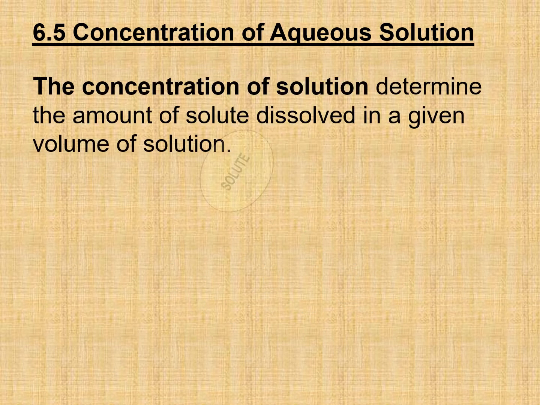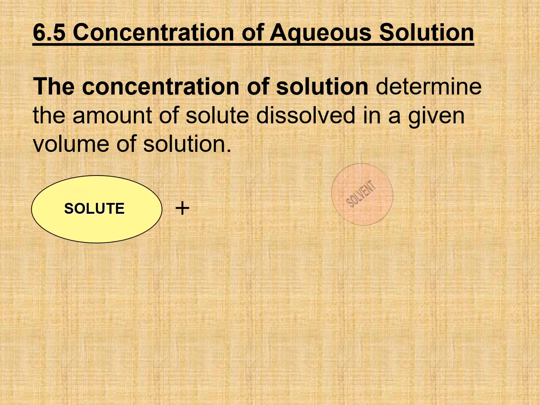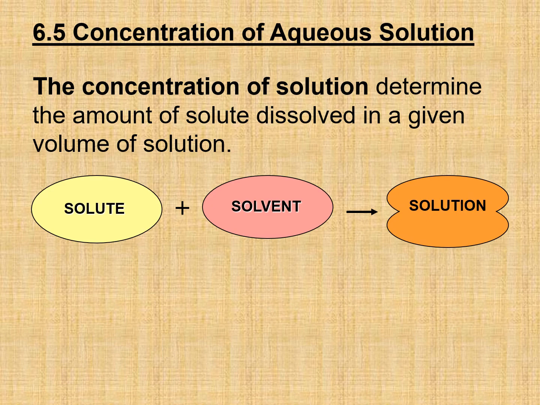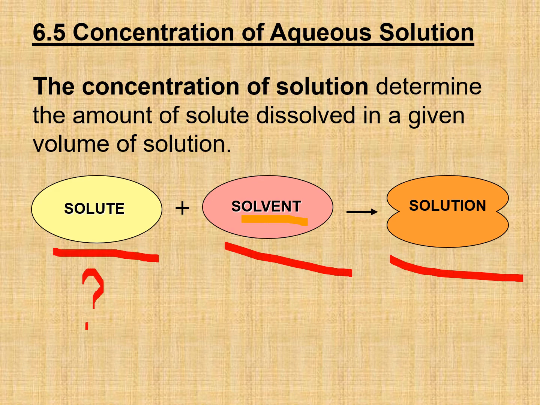6.5, concentration of aqueous solution. The concentration of solution determines the amount of solute dissolved in a given volume of solution. We have solute here, solvent here, and solution. Okay, firstly, what is solute?